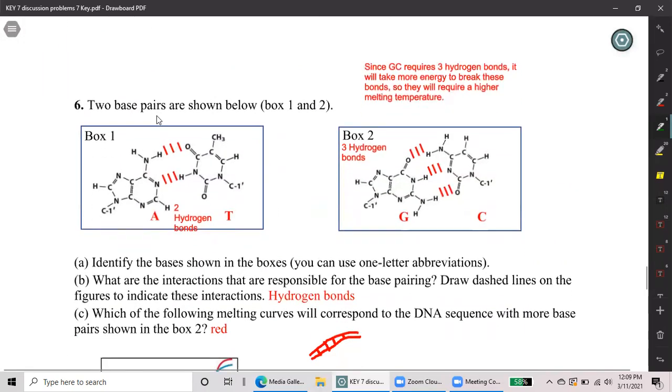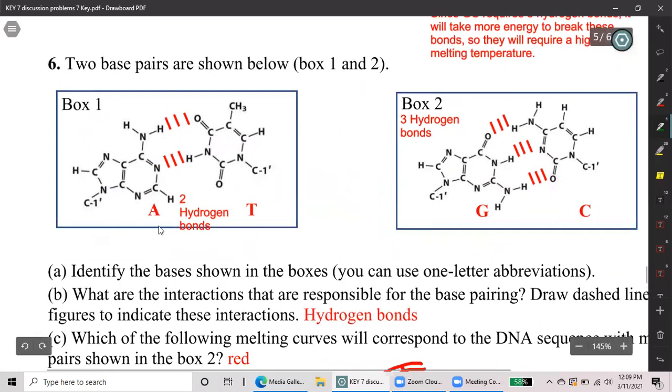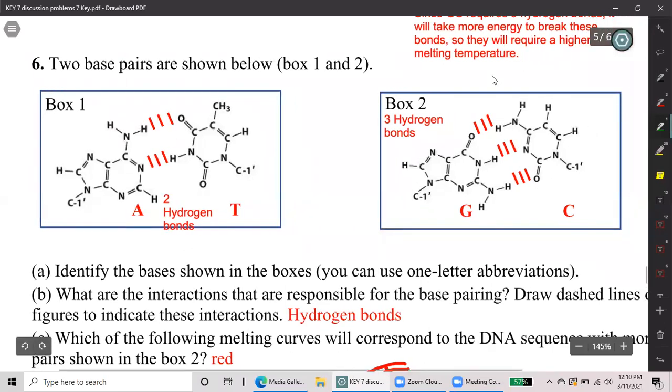Okay, here, this is super easy. A bonds to T. These red lines right here, this is just one hydrogen bond, another hydrogen bond. So A and T have 2 hydrogen bonds. G and C have 3 hydrogen bonds, okay? So that just means that when you want to break them up, you need more energy to break these GC bonds because there's 3 hydrogen bonds as opposed to 2.